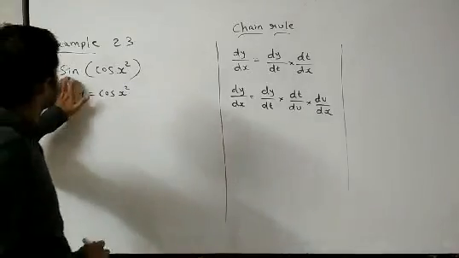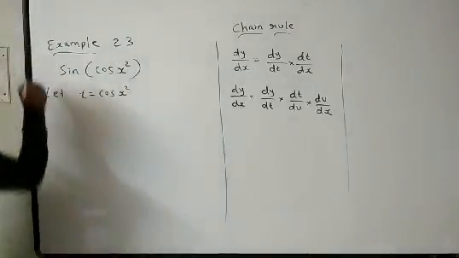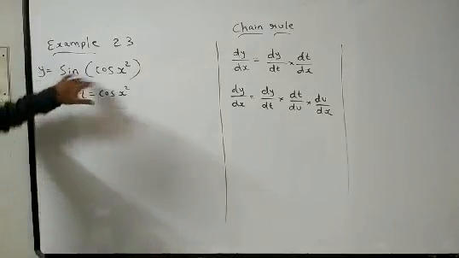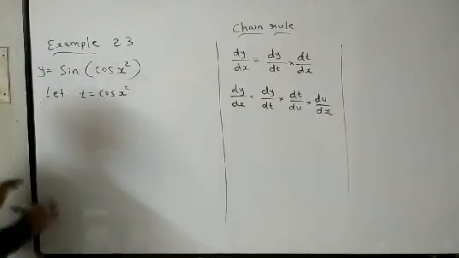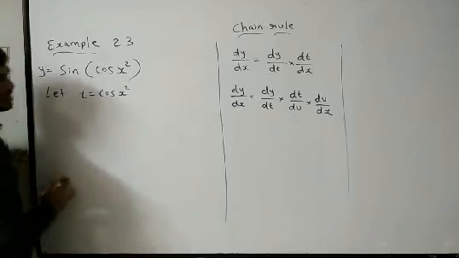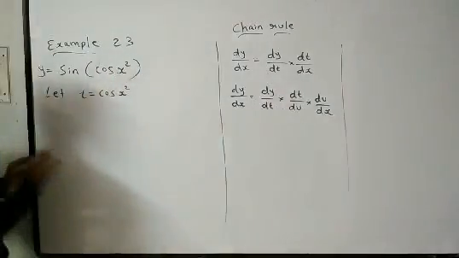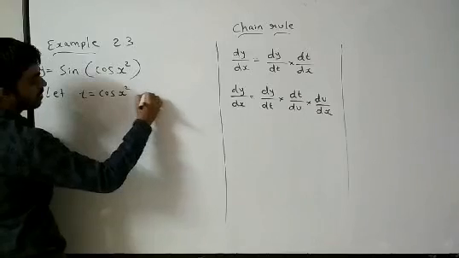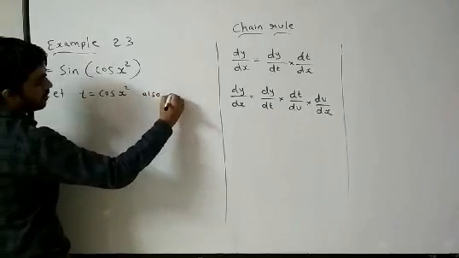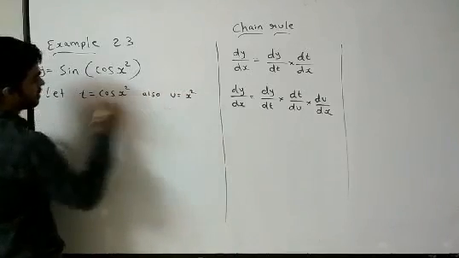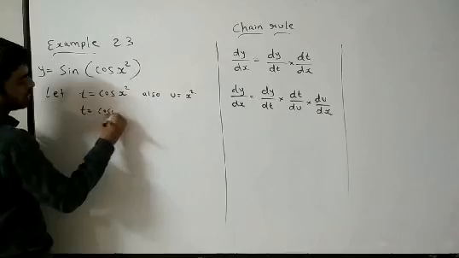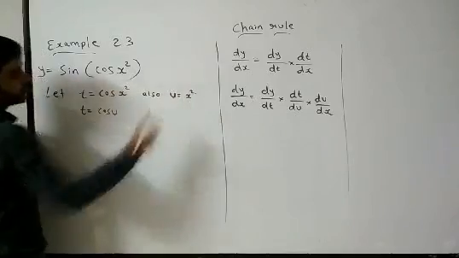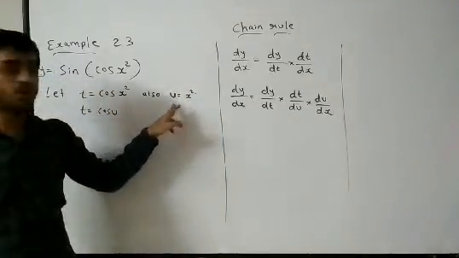Let us assume sine of cos x square is equal to y. So y is equal to sine of cos x square. Let us assume t is equal to cos x square. We want dt by du, but du is not over here, so let us also assume u is equal to x square. So t we can write as cos u. Here x square we are assuming as u.